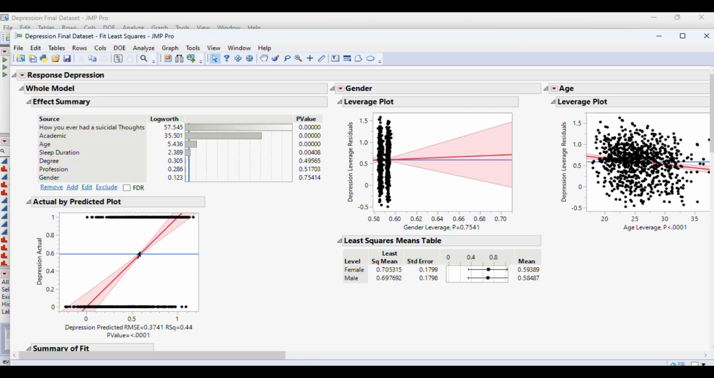Next is age. Age was another significant factor, suggesting that depression level varies: some people have a low depression level, while a family man can have a high depression level. So, the second significant factor is age. The third is sleep duration, which showed something interesting: those who sleep for 7 to 8 hours reported significantly lower levels of depression compared to others.